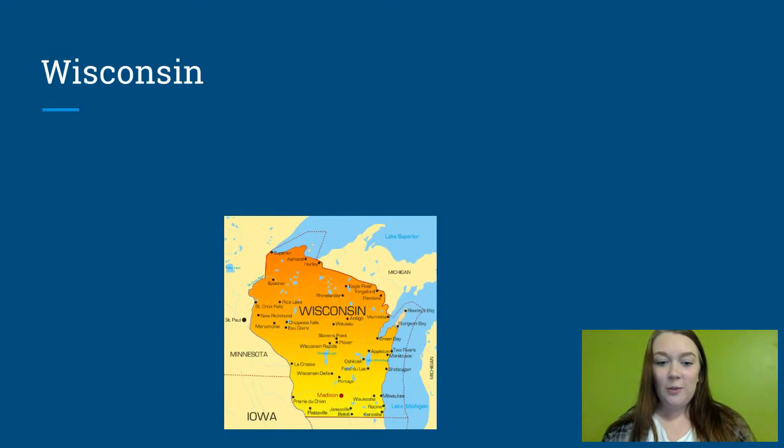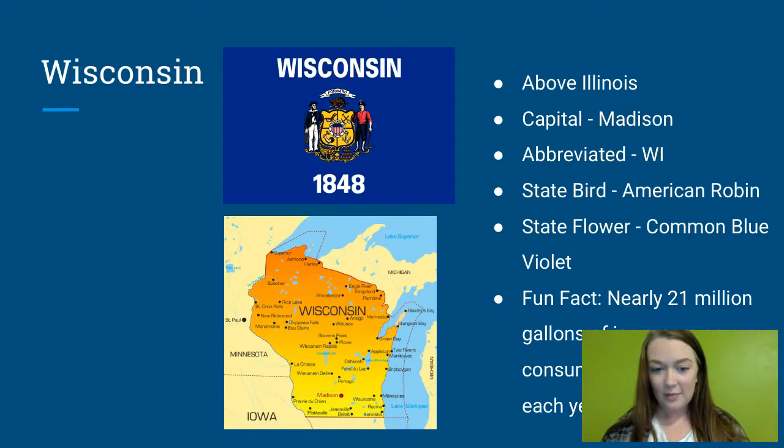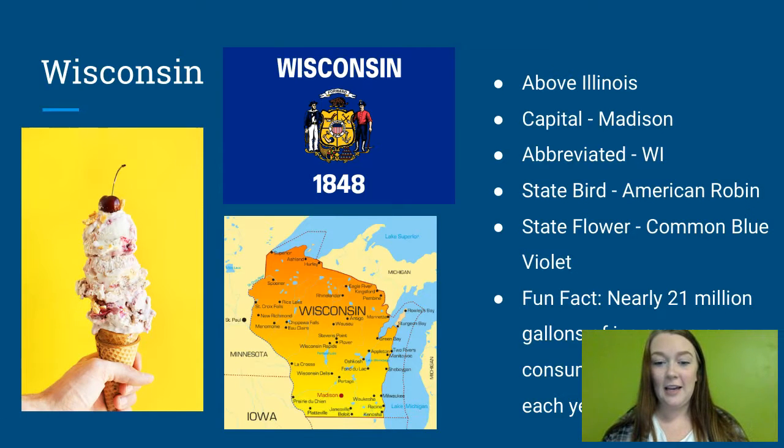Hello students, so next we're going to be talking about Wisconsin. Wisconsin is above Illinois. The state capital is Madison. Wisconsin's abbreviation is WI. The state bird is the American robin. The state flower is the common blue violet. And a fun fact about Wisconsin is that nearly 21 million gallons of ice cream are consumed by Wisconsinites each year.